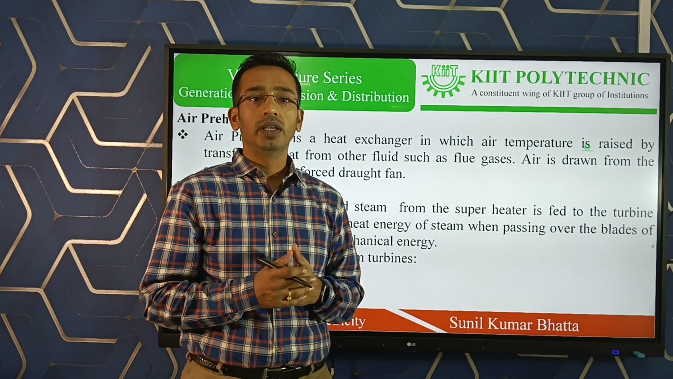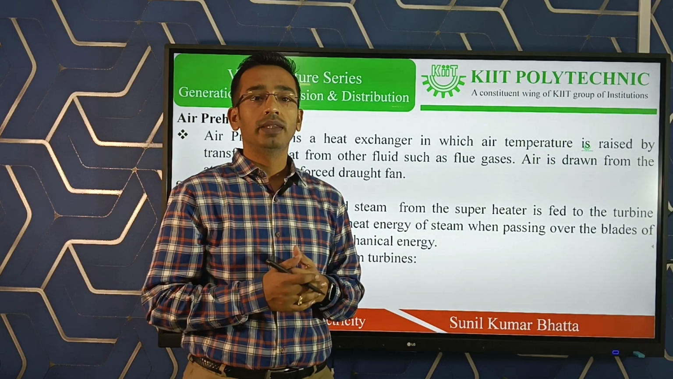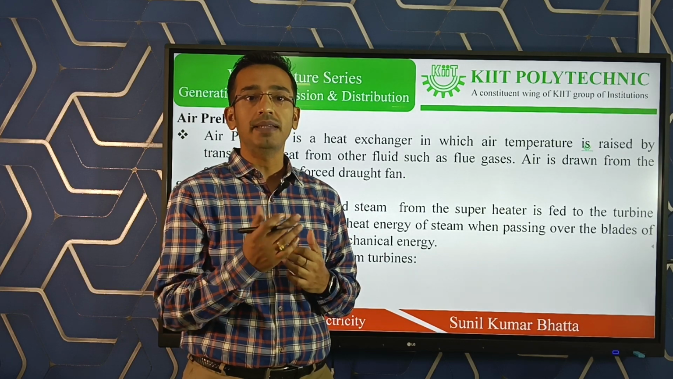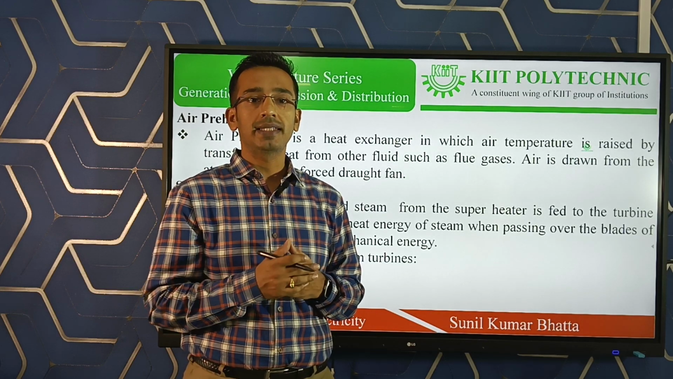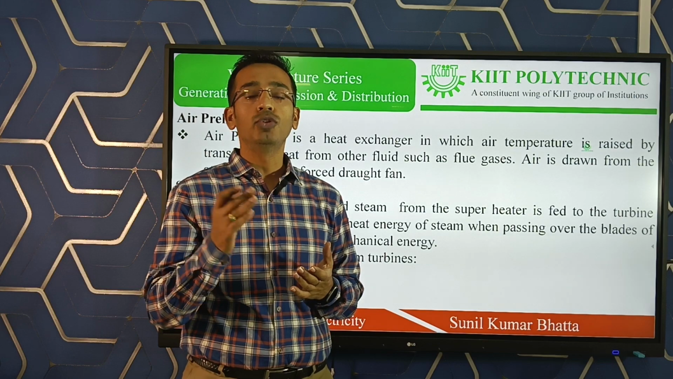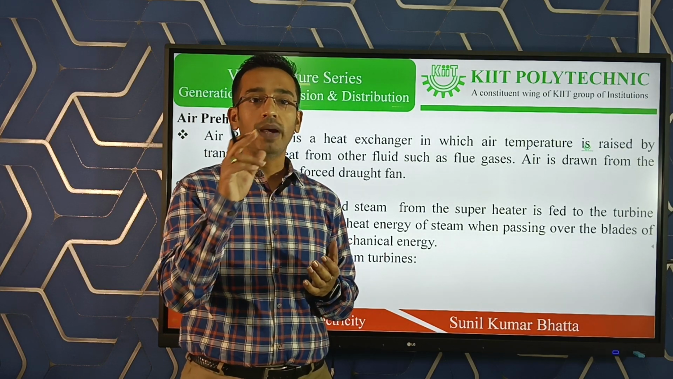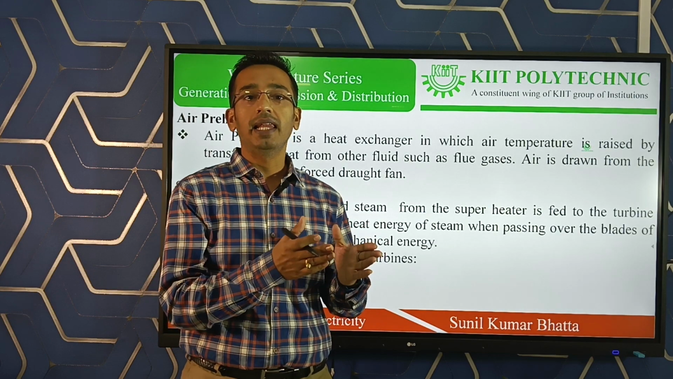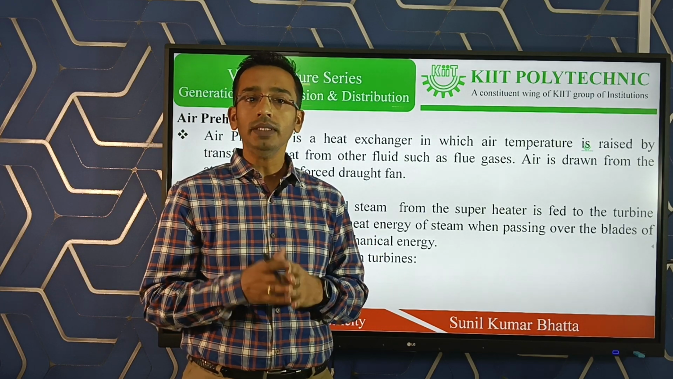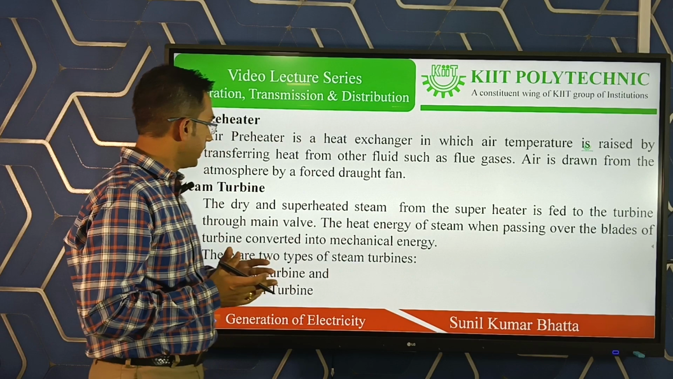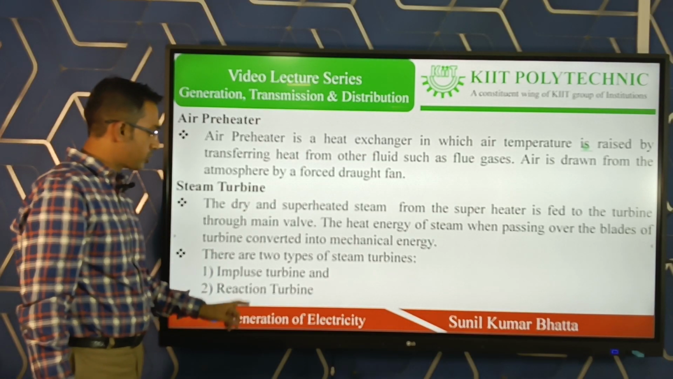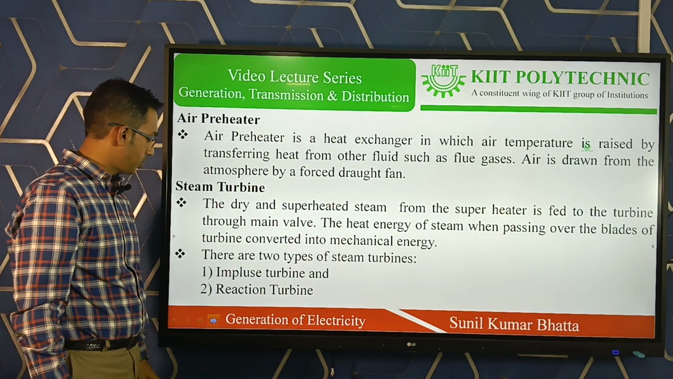When steam is produced in the boiler, it is converted into superheated steam, that is, dry steam. This dry steam is then applied to the turbine blades. When the turbine rotates, it gives mechanical energy, and that mechanical energy is applied to the AC generator. There are two types of steam turbine: one is the impulse turbine, and the second is the reaction turbine.